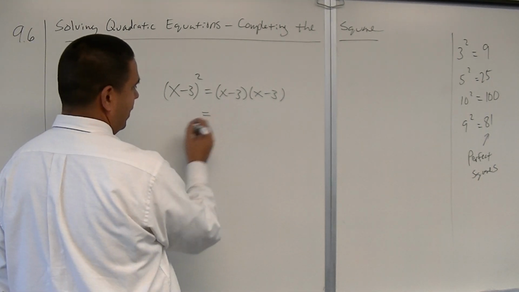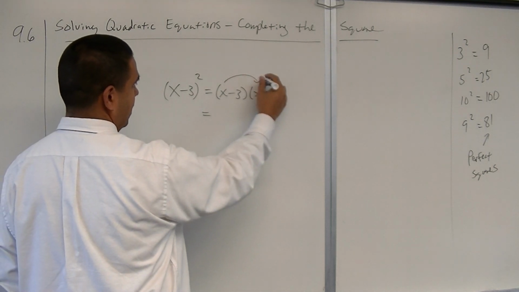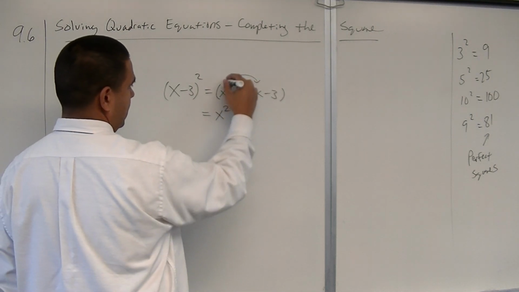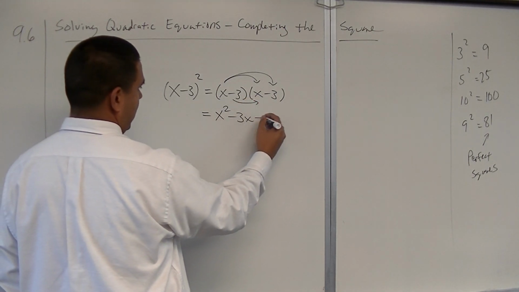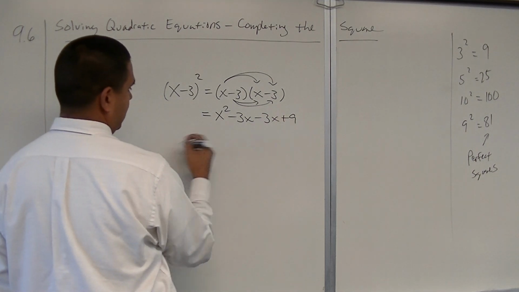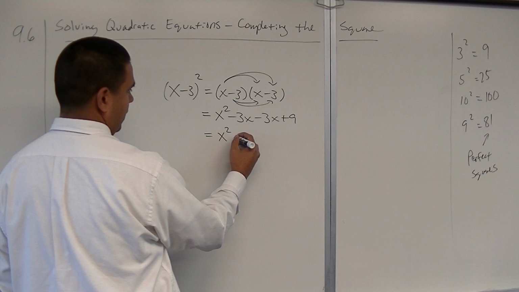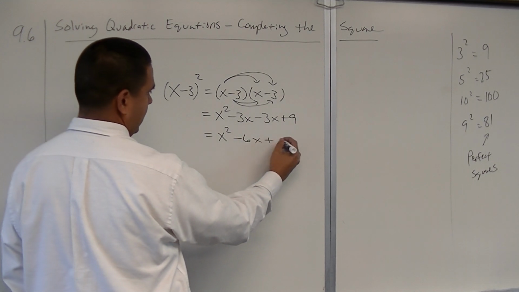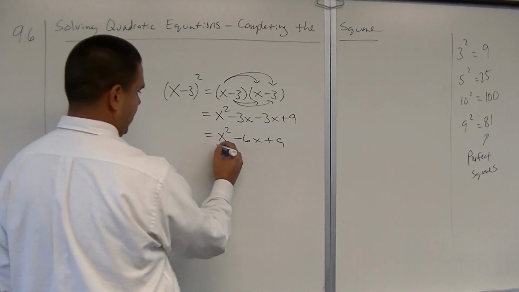And if we work that out, you have to distribute: x squared minus 3x minus 3x plus 9. Good. So that gives us x squared minus 6x plus 9. Excellent. What do you think we call this?